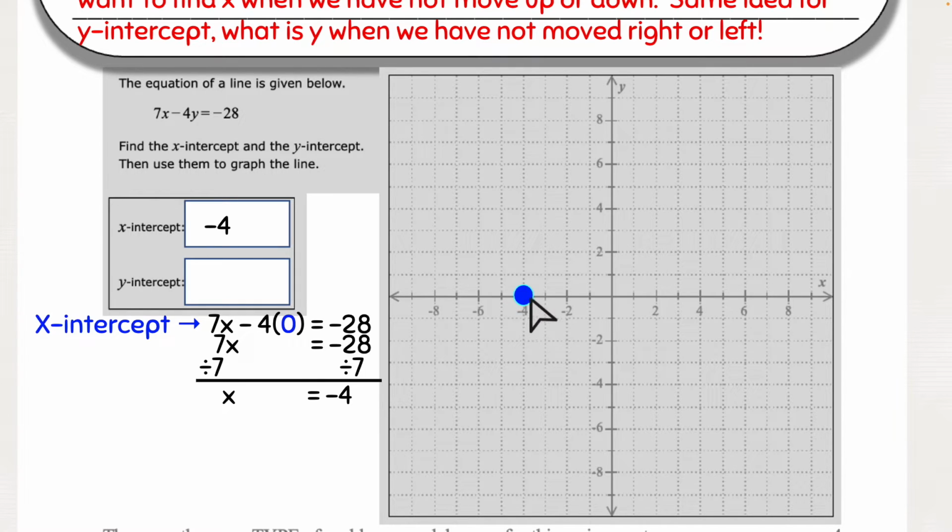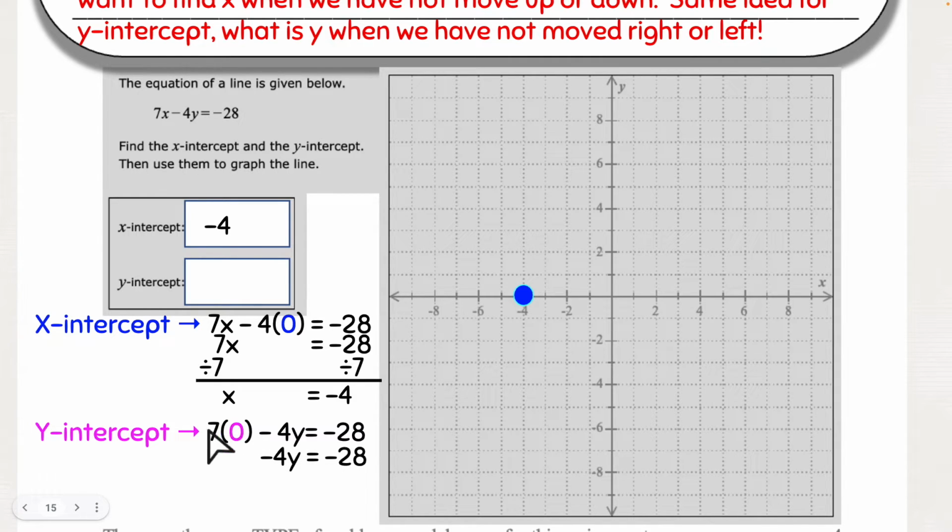Now I'm going to do the same thing for the y-intercept. Remember, I'm making x 0 because I want to stay on the y-axis. So now this term disappears because 7 times 0 is 0. That's the other nice thing about making something 0 when you're using multiplication: it cancels something out really quickly. So I have negative 4y equals negative 28.